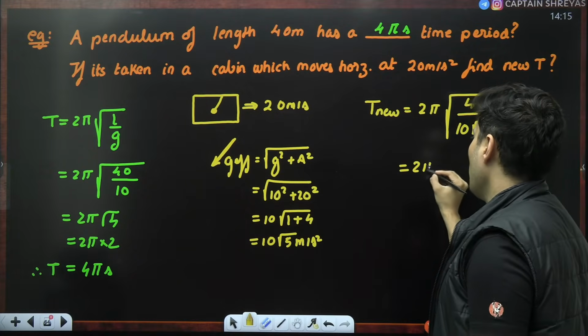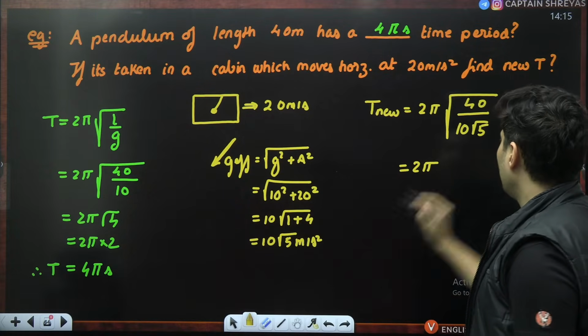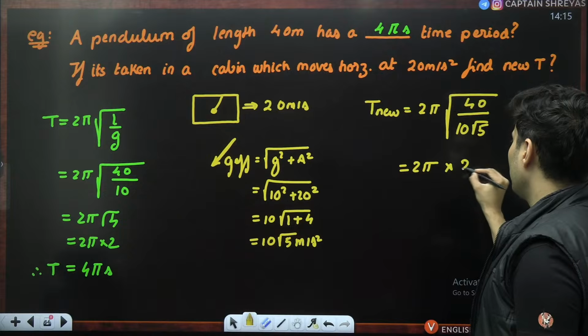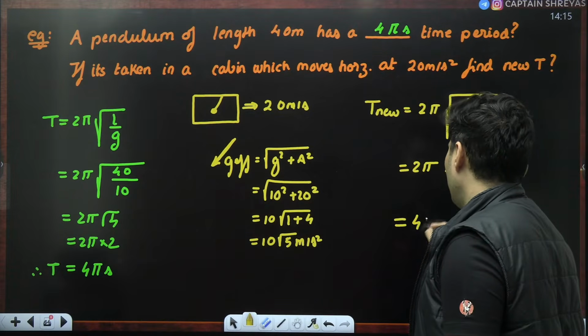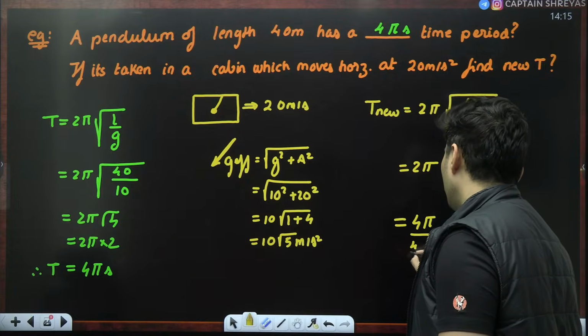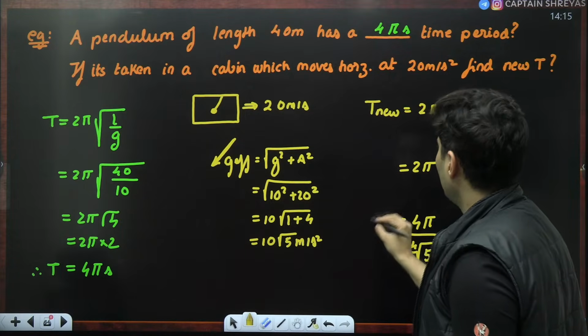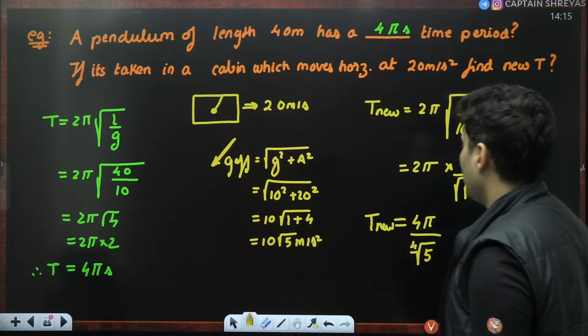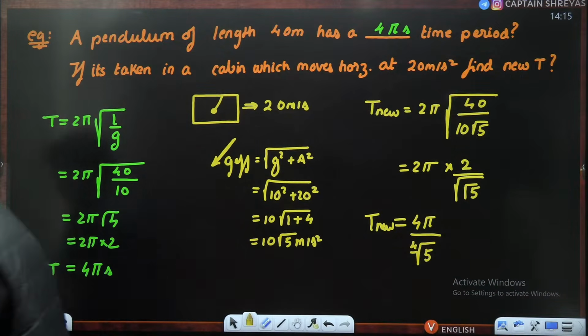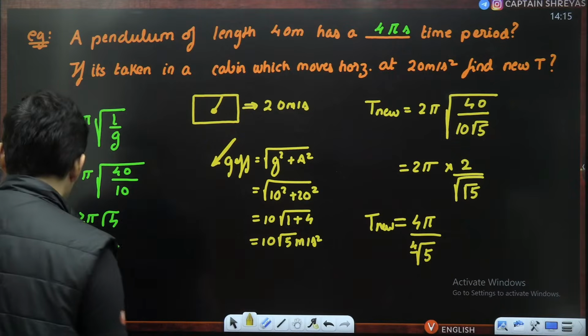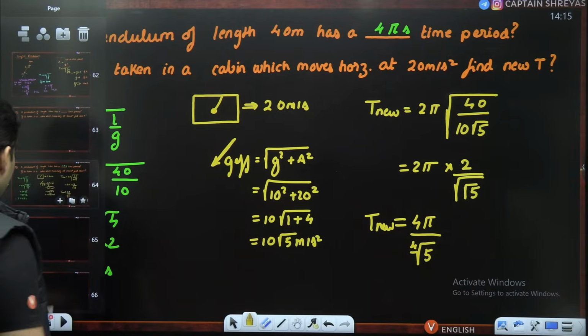So it will become 2 pi root of 0 0 cancels, so root of 4 will be 2, and I will have root of 5. So it will become 4 pi by the fourth root of 5. So that is the new time period. As simple as that. Is that okay, everyone? Very good. Awesomeness. Moving on to another question.